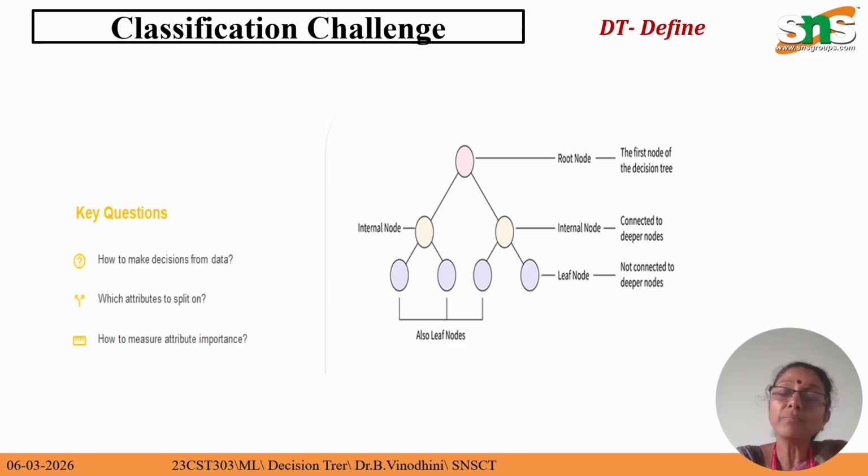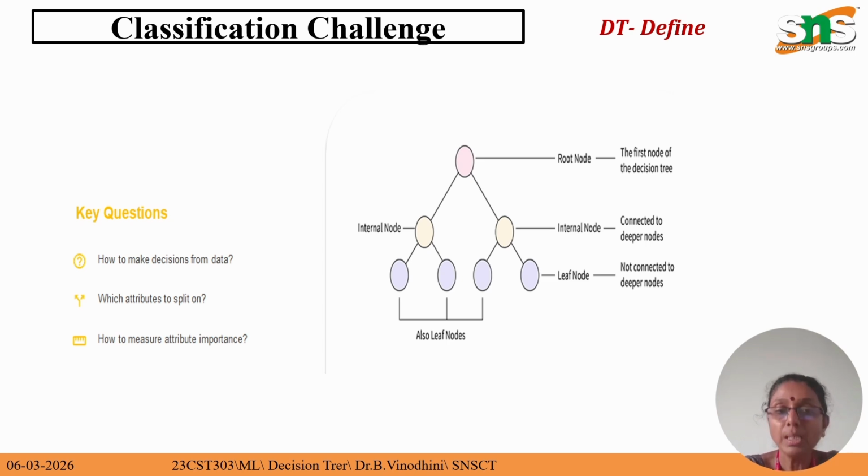In the ID3 algorithm, our main objective is to build the tree. It is a tree-like structure, and based upon this structure, we are going to predict the new class labels. So what are the classification challenges? How to make decisions from the particular data, which attributes we have to split on, and how to measure the attribute importance. These are all the challenges in classification.